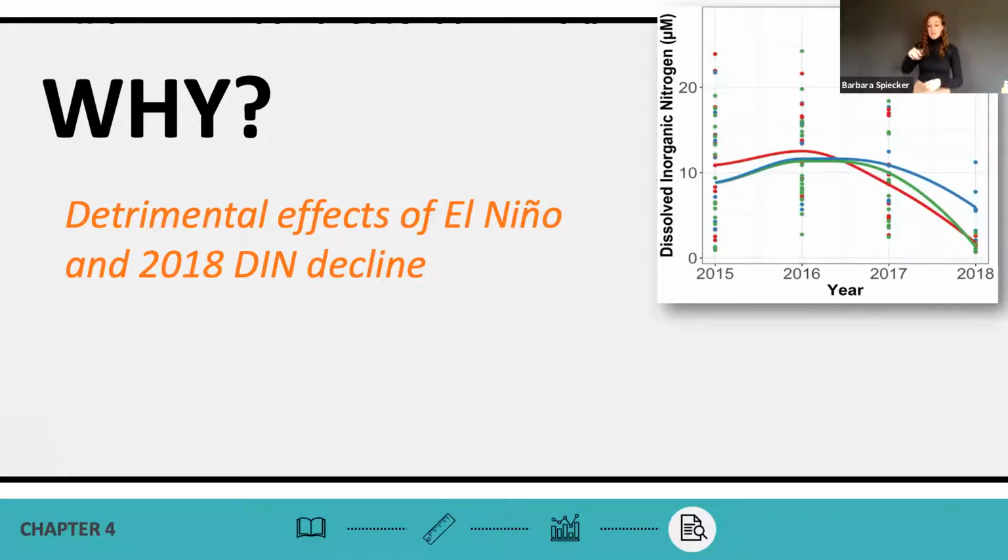You can see that levels in all regions declined in 2018. That's what this figure is showing. Basically, the responses of these three intertidal kelps post El Nino highlight the potential importance of DIN in promoting kelp's resilience to environmental changes.